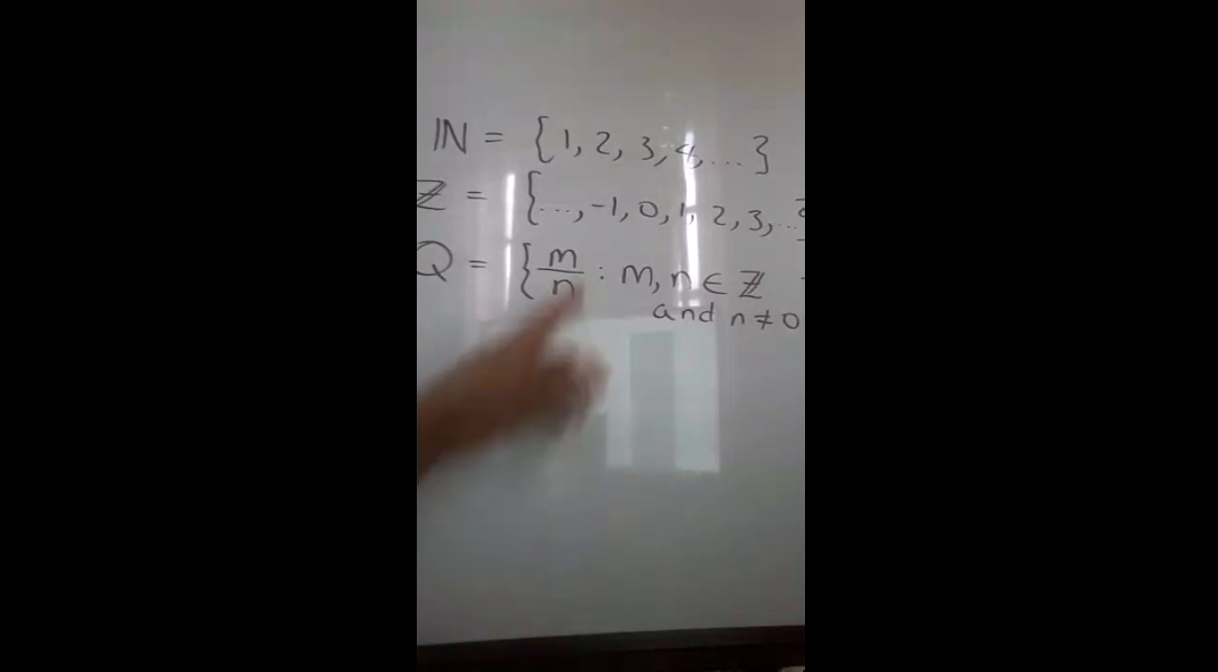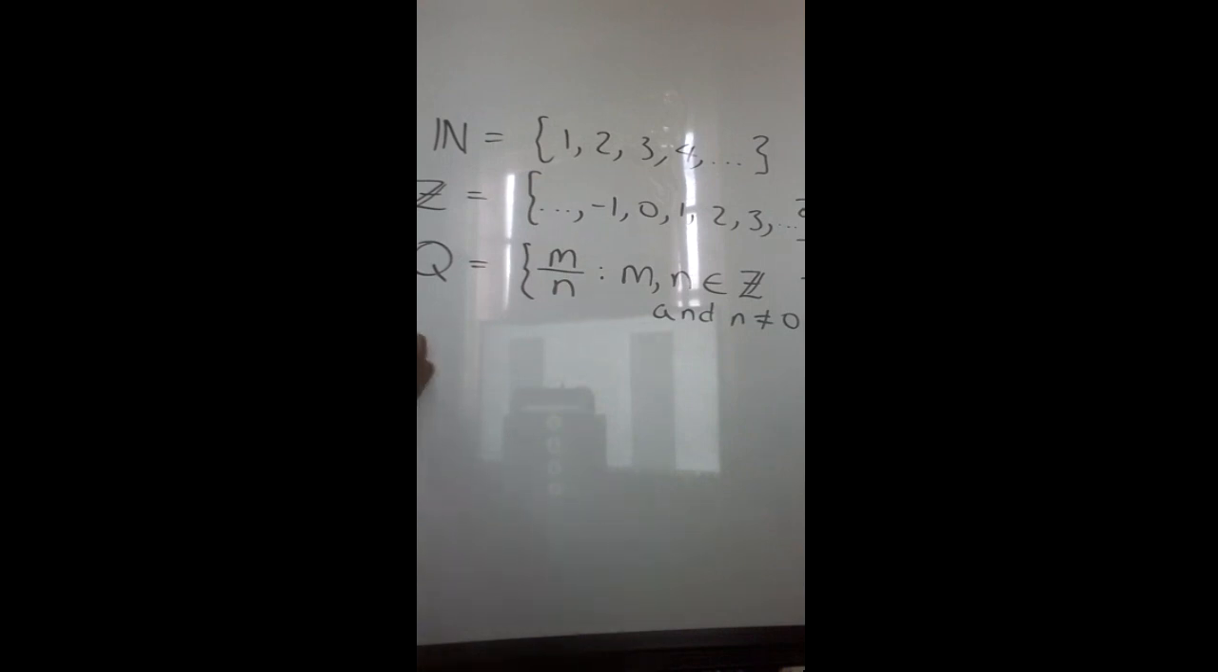So any fraction where the two numbers, one above and one below, are integers is a rational number. Like 4 as well, because 4 can be written as 4 over 1, 8 over 2, 12 over 3. Those are rational numbers. Well, we'll come to that soon.